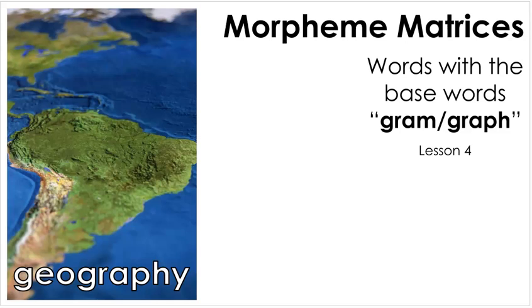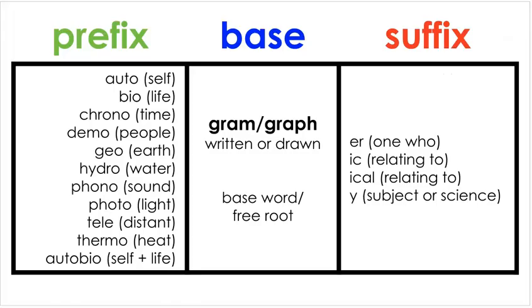base words gram and graph. As we've said all week, this one's a little bit different. We're going over a lot, and this is a heavy one. We're actually going to have 5 lessons for this matrix. On lesson 1, we did auto for self, bio for life, chrono for time, and demo for people. Lesson 2, we did geo for earth, hydro for water, phono for sound, and photo for light. Lesson 3, we did tele, which means distant, thermo, which means heat, and autobio, which is self plus life. And in all of them we went over gram and graph. Today we're doing the suffixes.